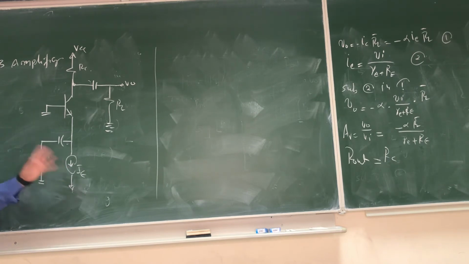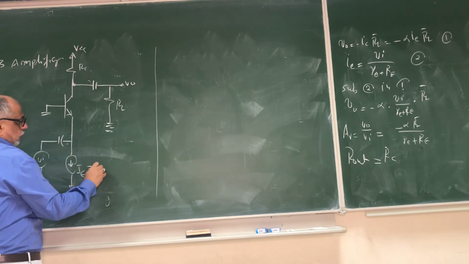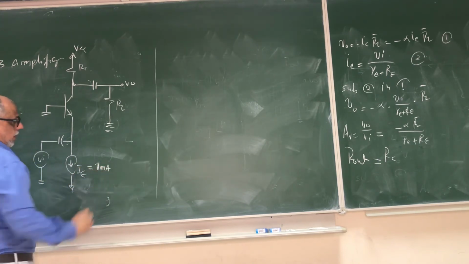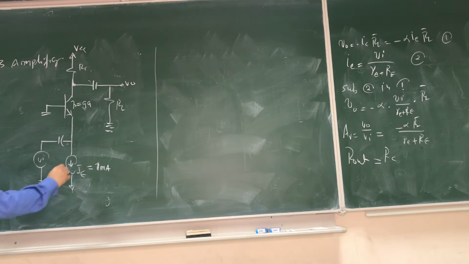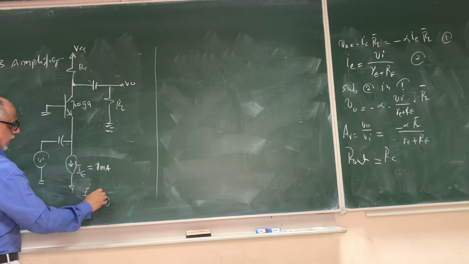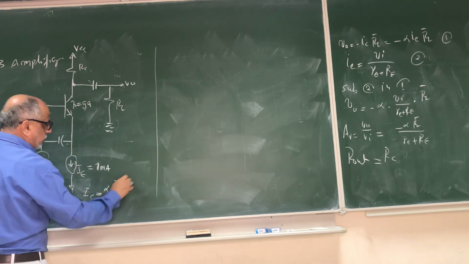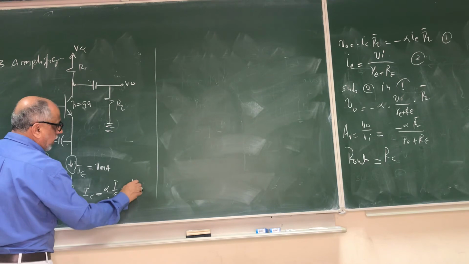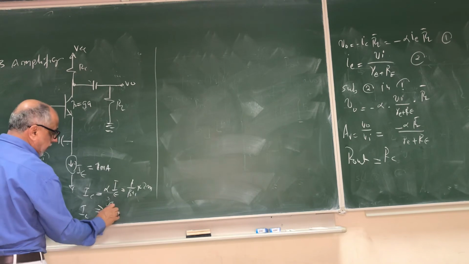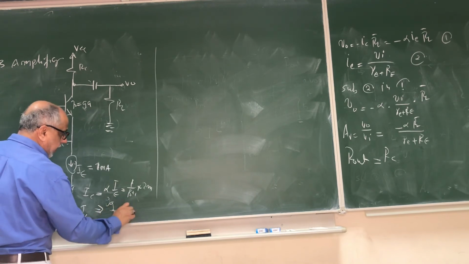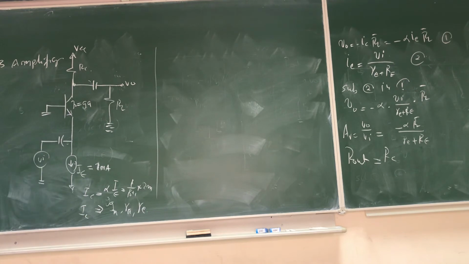So IE is used for biasing. Now if we know the current, let's say the current is 2 milliamps, IE, and we know beta of the transistor, let's say it is 99. Then from this bias current, we can find IC, because we know that IC is alpha IE, which is beta over beta plus 1 times 2 milliamps. So we can find IC. If we know IC, then we can find gm, we can find r pi, and we can find re. That is for the DC analysis.